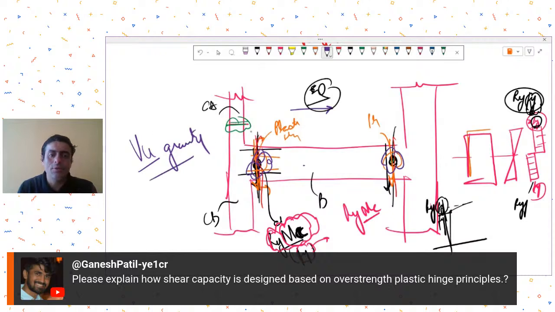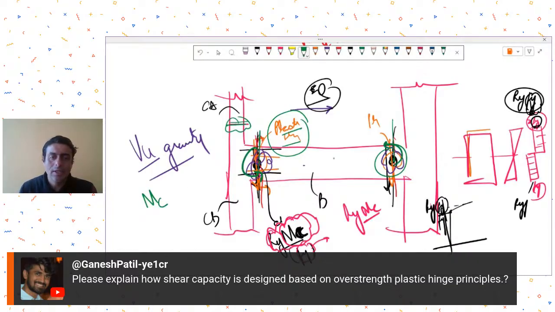In addition to this, I also add the excess shear, or the additional shear that will be generated due to this plastic hinge formation and the section capacity at this level. You understand? So that is the reason why I will just add up by simple mechanics.